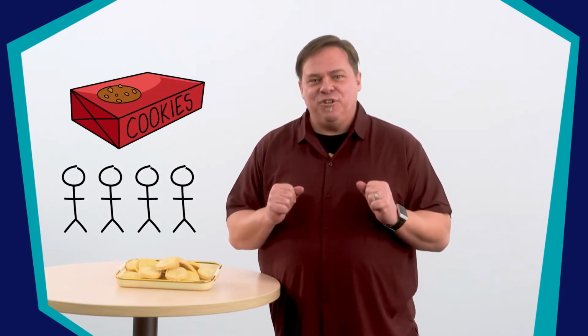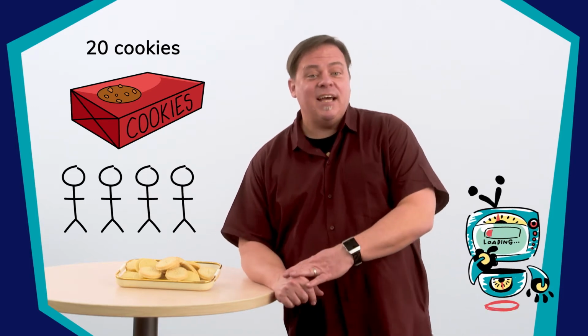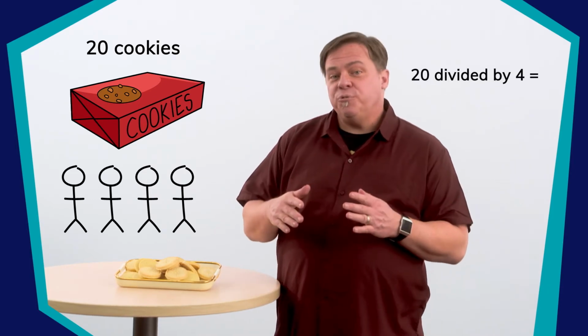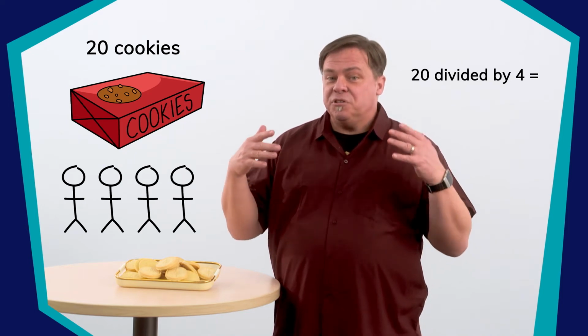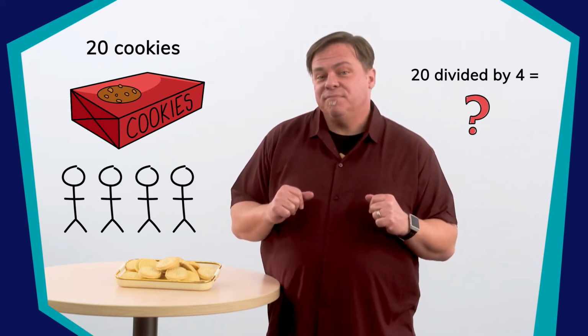Time to get some cookies involved. Imagine I have 3 friends. So there's 3 friends plus me, that's 4 of us. We're splitting a box of cookies. If there are 20 cookies in a box, how many cookies do we each get? We could represent this as a division problem. 20 divided by 4 equals some unknown quantity of cookies.